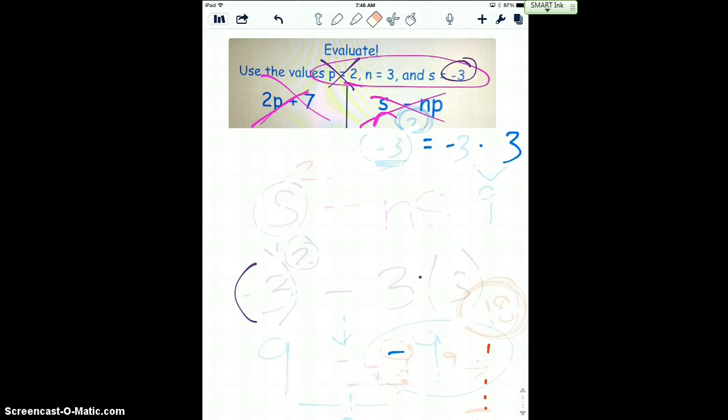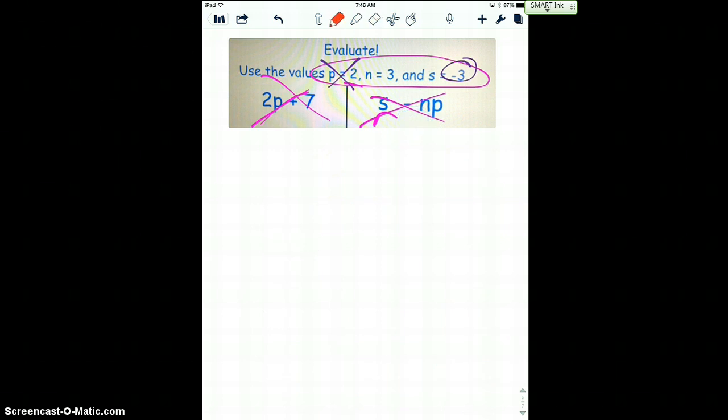Okay, let's try one more. So let's say I have SN plus P times the quantity of N minus S. All right, so there's a lot happening there, a lot of operations. I have multiplication, I have addition, I have multiplication, and I have subtraction. So let's plug in some numbers.